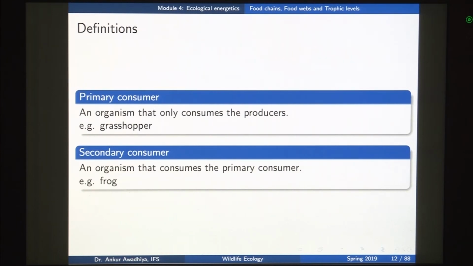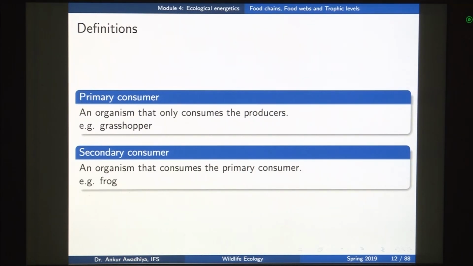Now, primary consumer is an organism that consumes the producers, that is, this is an organism that consumes the plant matter or the autotrophs. So, example is a grasshopper, or another example could be the cow or all the herbivorous animals, cheetal, sambar, elephant, and most of these organisms are very important prey species in the ecosystem. Now, these species are eaten up by their consumers, their predators, which go by the name of secondary consumers.